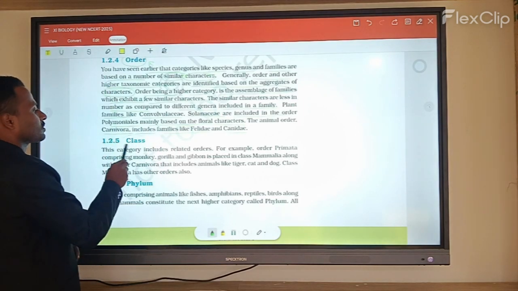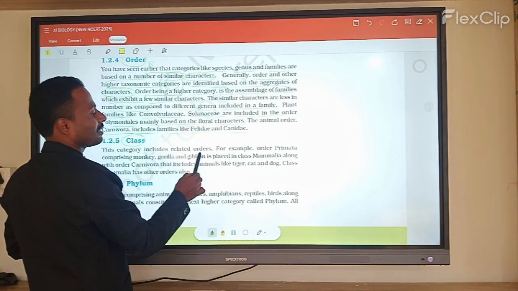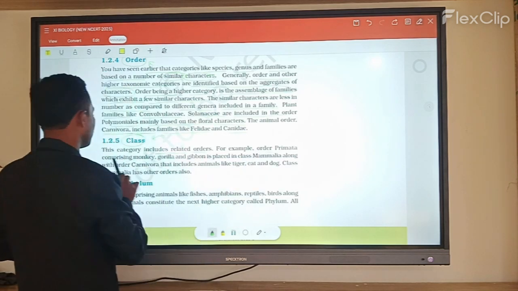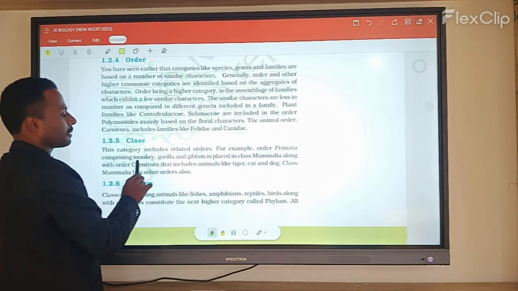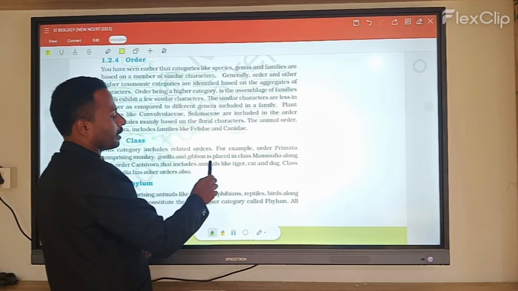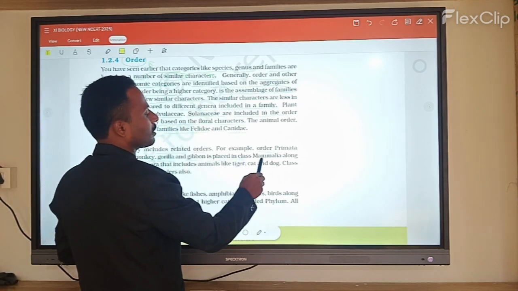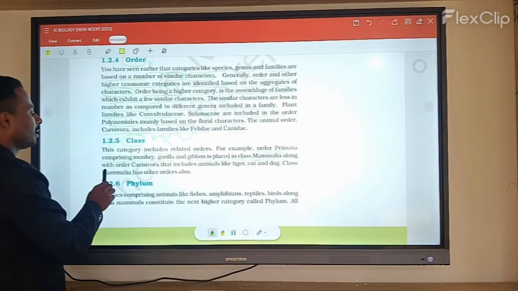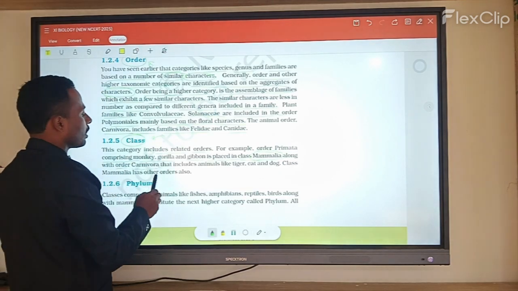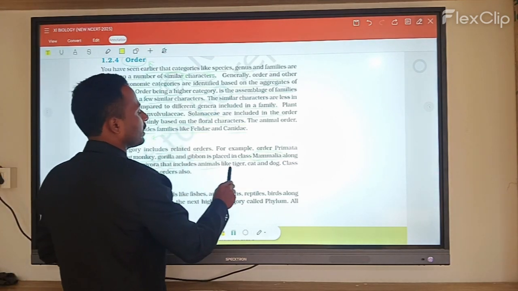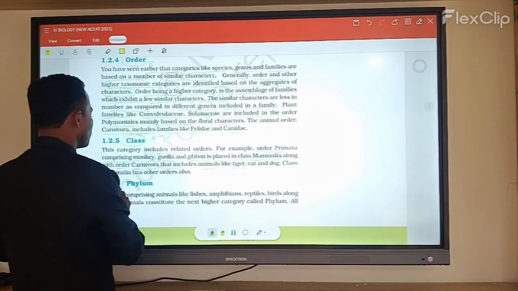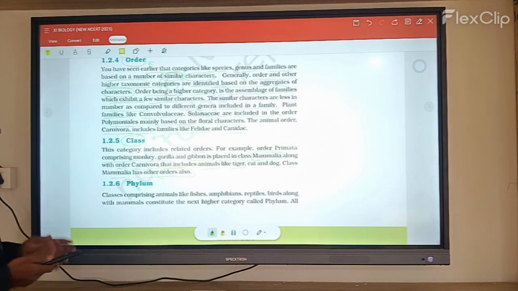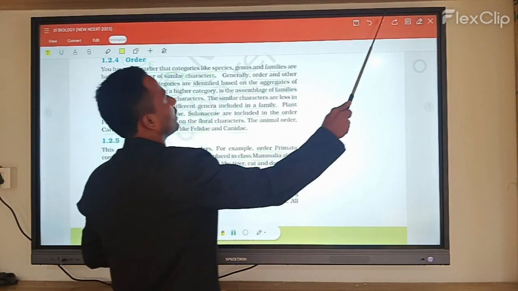Okay, next one, class. This class category includes related orders, meaning all orders we keep in the class. For example, the order Primata comprises monkeys, gorillas, and gibbons. These species are completely placed under the class Mammalia. So these are all kept under Mammalia, along with the order Carnivora, which includes tigers, cats, and dogs. So in the class Mammalia the other groups are also there, meaning the different orders also get kept. Okay, this is the class.